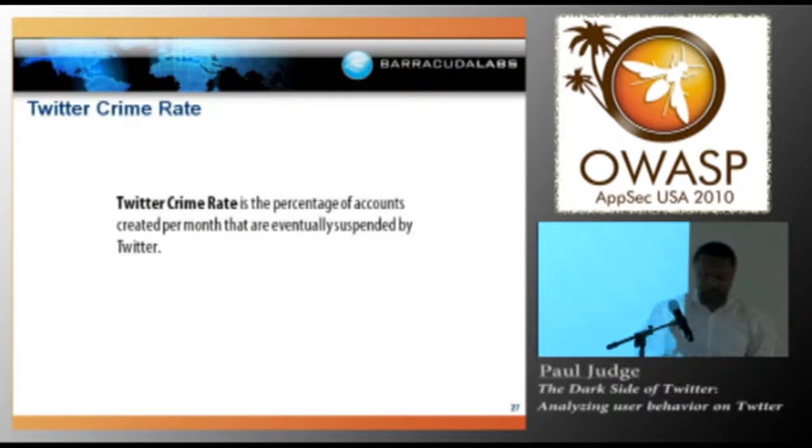But before we get into that, I want to get a measure of how much malicious activity was happening. How much malicious or suspicious activity, or activity otherwise against the terms. And so we came up with the thought of the Twitter crime rate. The Twitter crime rate, as you can see here, is really the number of accounts that are created every month that are then suspended by Twitter. That doesn't mean people that came online, created an account, and then decided to delete it themselves. These are people that created an account and then Twitter suspended their account.